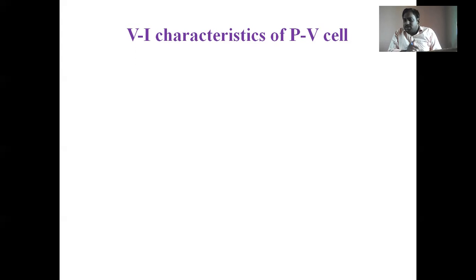So electron flow means current through the semiconductor material. The current produced from the semiconductor material, or solar panel, PV panel, that current produced by the PV panel is proportional to the intensity of light.